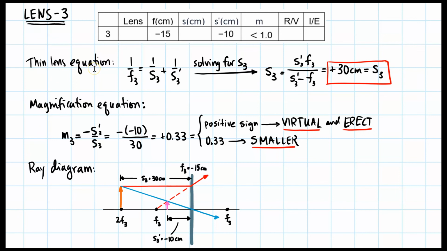Starting with the thin lens equation, we could solve for the location of the object. Solving for s3, doing the algebra, we get a positive 30 centimeters for s3. From the magnification equation, we calculate the quantity minus s3 prime over s3, and we get a value of positive 0.33. That means the positive sign tells us that we have a virtual and erect image, and the 0.33 tells us that it's smaller. If you're looking at the ray diagram, we could see that the object is at 2f3 and the image is inside the focal point as expected.